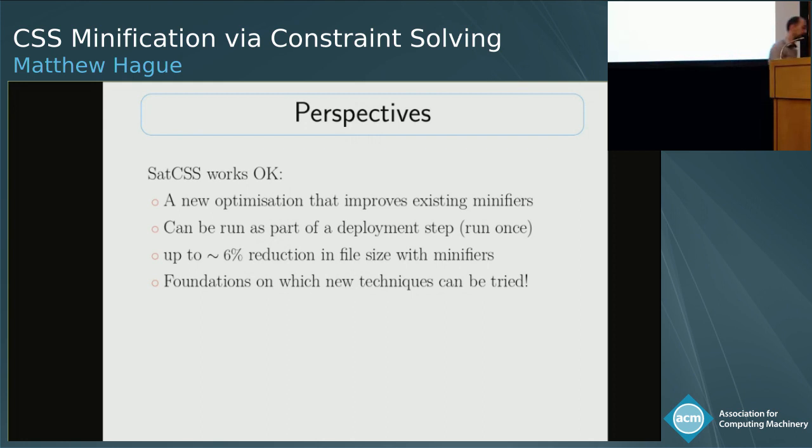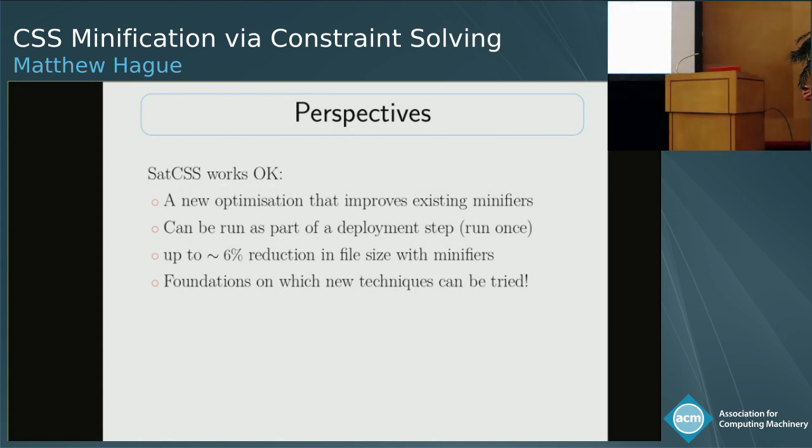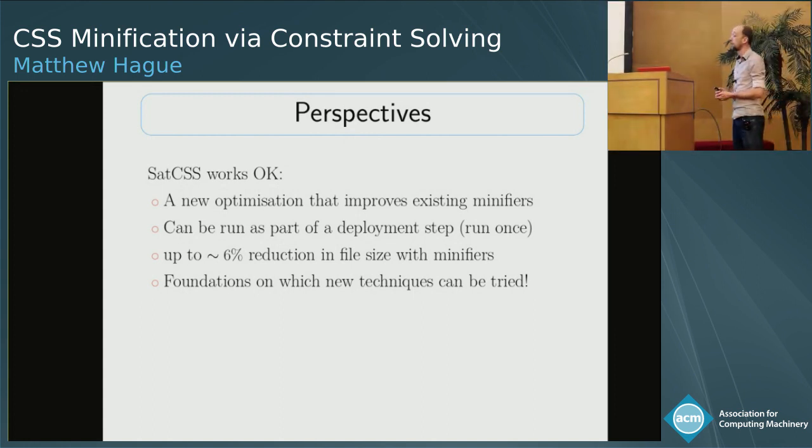OK, so where does this leave us? The first perspective is that our tool works OK. It's a new optimization that improves on existing minifiers. But I think the nice thing is that it's a new one that we can combine with existing minifiers. That's the more important thing. But one other nice thing, probably the main contribution in my mind, is that we've built these foundations upon which new techniques can be tried. We no longer have to restrict ourselves just to syntactic rewrites. We actually have a formal basis to try out all sorts of crazy things that we can think of.